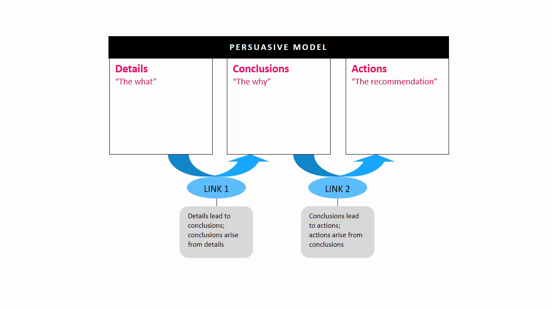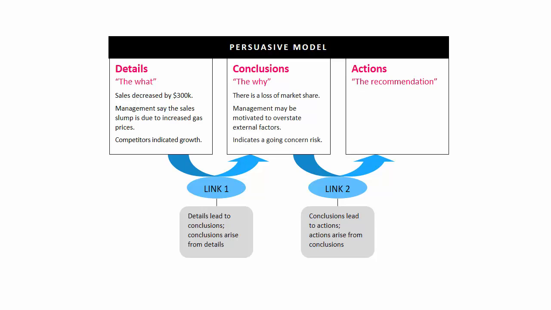Here is another example. The details are: sales decreased by $300,000. Management say the sales slump is due to increased gas prices, and competitors indicated growth. The conclusions we can draw from the details are: there is a loss of market share, management may be motivated to overstate external factors, and this indicates a going concern risk.